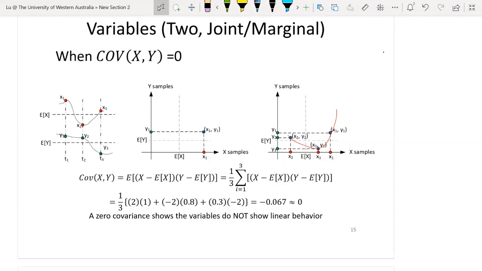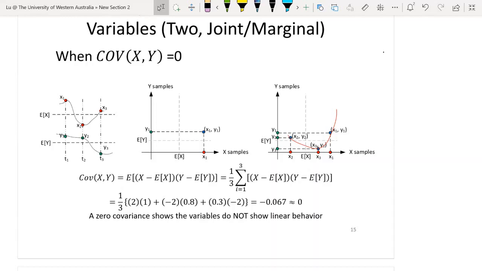So if the x1 is higher than the mean of x, y1 is higher than the mean of y. That's just okay. But at the moment t2, the x2 value becomes lower than the mean of x, but for the random variable y, the y2 value is still higher than the mean value of y. It can't be understood easily, right?